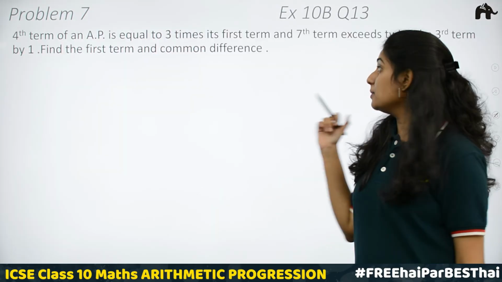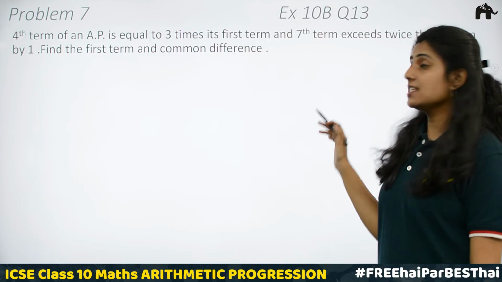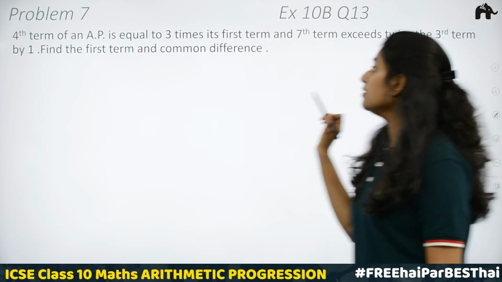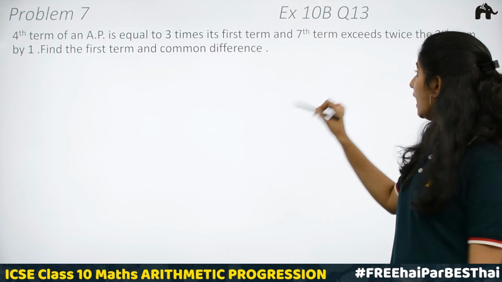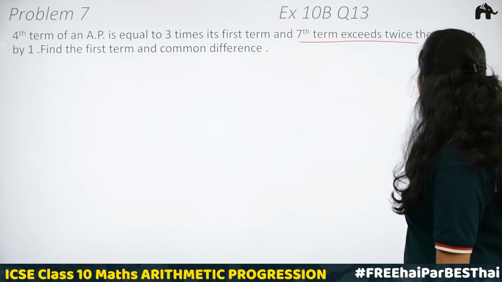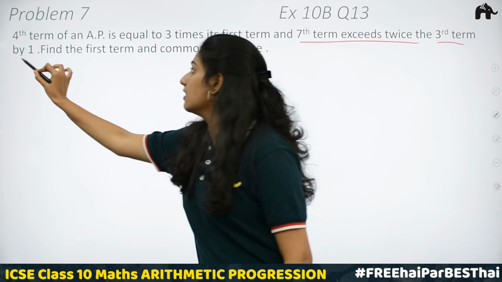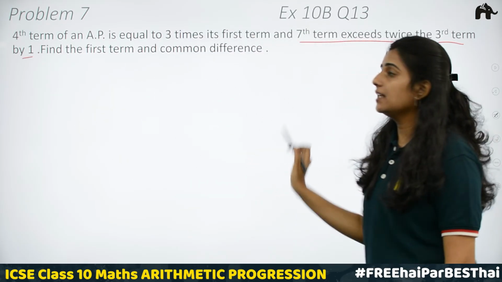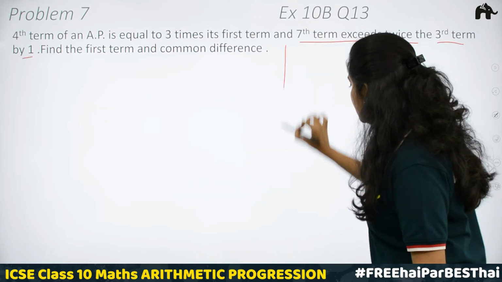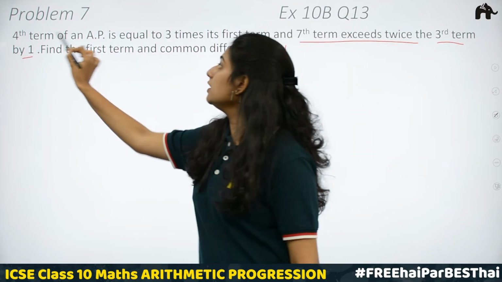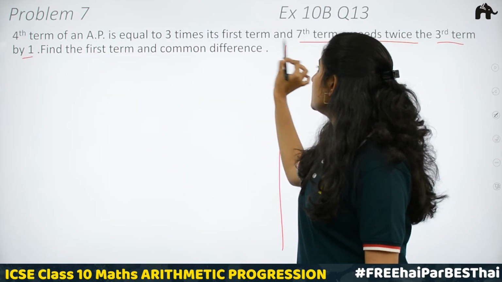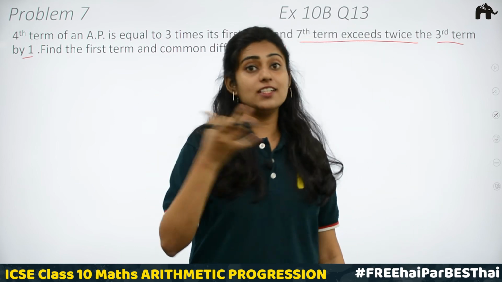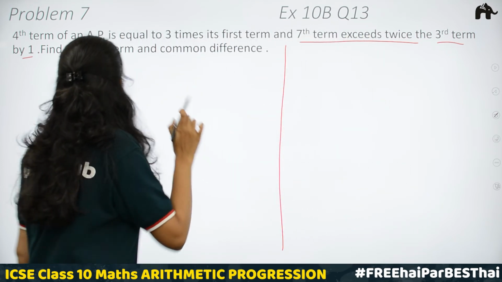Okay. Next problem 7. Question 13 of exercise 10B. Fourth term of an AP is equal to 3 times its first term and seventh term exceeds twice the third term by 1. Find the first term and the common difference. From the first statement, check this statement. Fourth term of an AP is equal to 3 times its first term. How can you convert this into a mathematical statement?